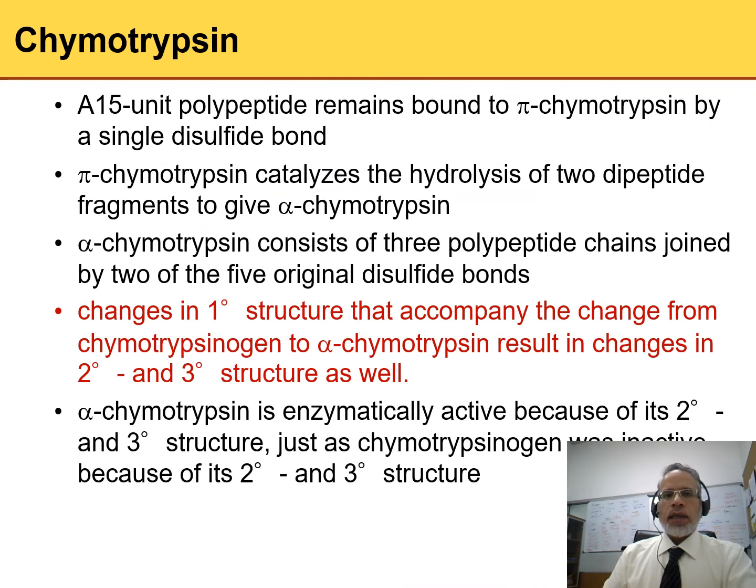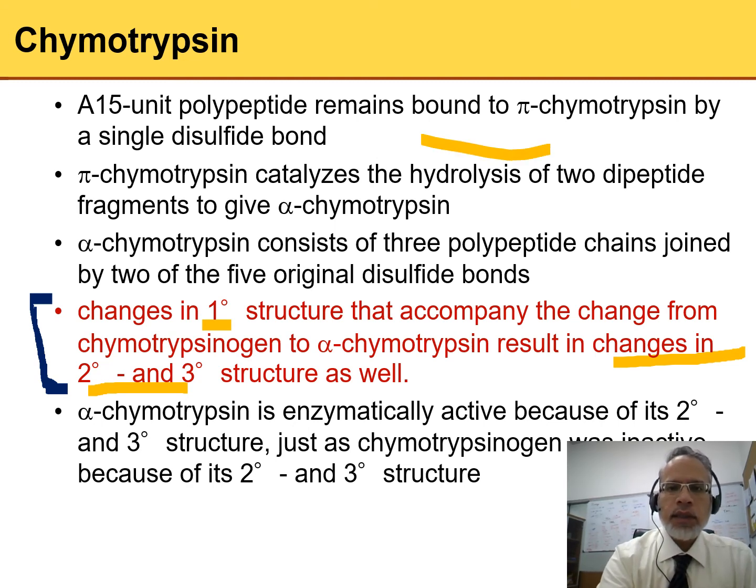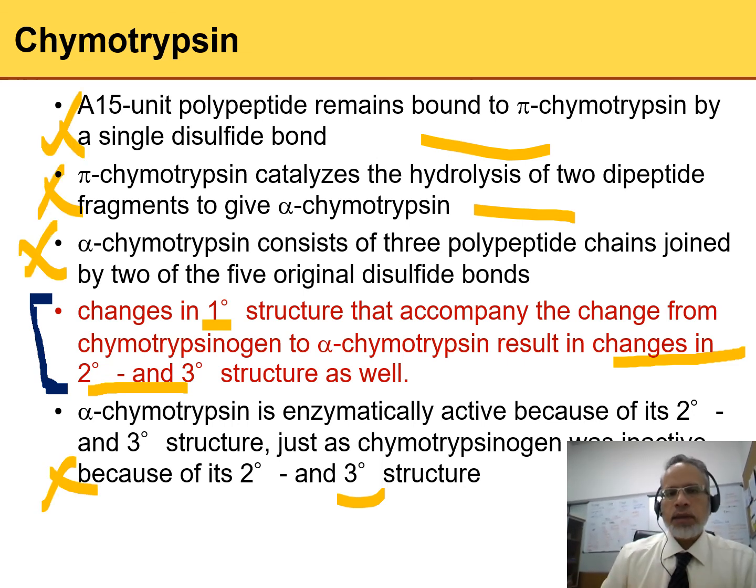Now, again, don't memorize all of this. The most important part is shown here: during the whole process, there is a change in the primary structure, and the primary structure change results in changes in the secondary and tertiary structure of the protein, and that's what makes it an active protein. But don't worry about all the details, and there's no need to memorize. Just read that, but don't memorize these details.